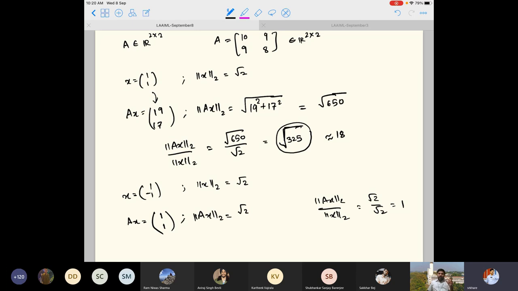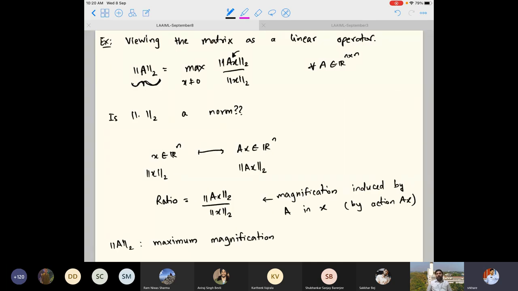So this change in length, how the vector lengths are changing, is what we really are measuring through this particular thing. Because you look at it from the action of A onto the vectors X, this particular norm is called the operator norm. Okay, this particular norm is called the operator norm.